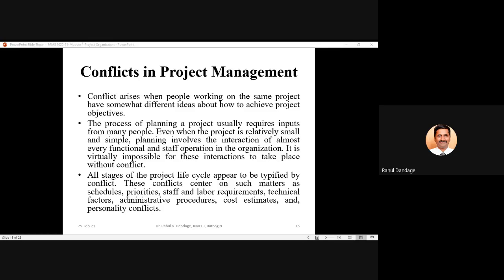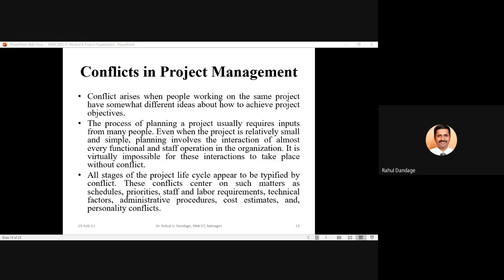The second type of conflict will be conflicts over the priorities. If multiple tasks are in front of you, somebody will say this is most important, some other may say the other work is more important. So likewise, which should be given priority, what type of priority should be assigned, based upon that there will be conflicts.